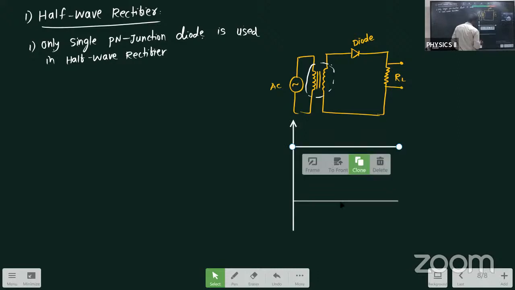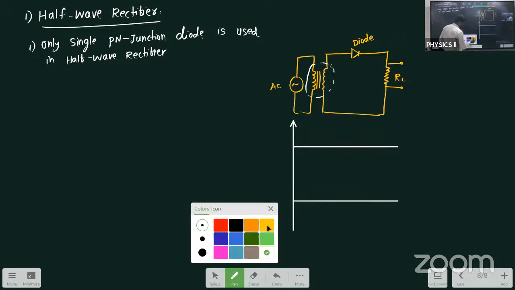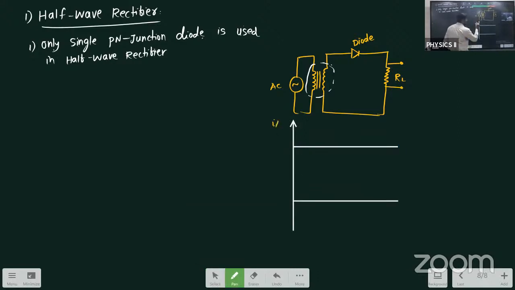I am taking this one as input voltage and this is output voltage. Which type of source have we given? We have given alternating current, alternating voltage. So we know that alternating means we generally will be considering sine function. You can consider cos function also.